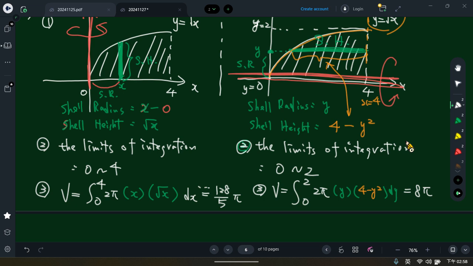So different. Do you remember we also solved this as 8 pi by using this method?